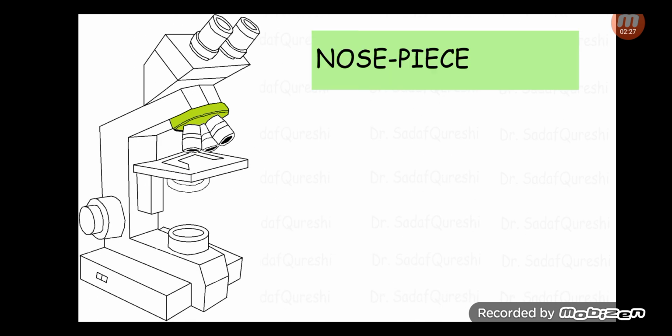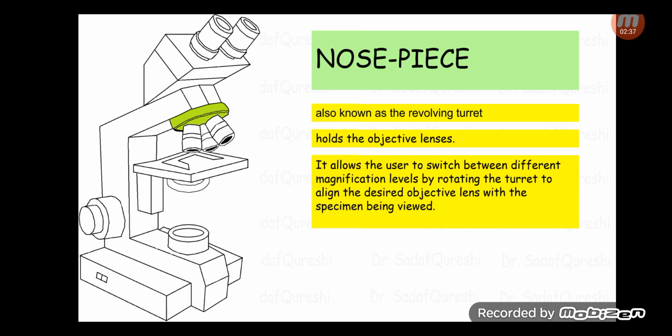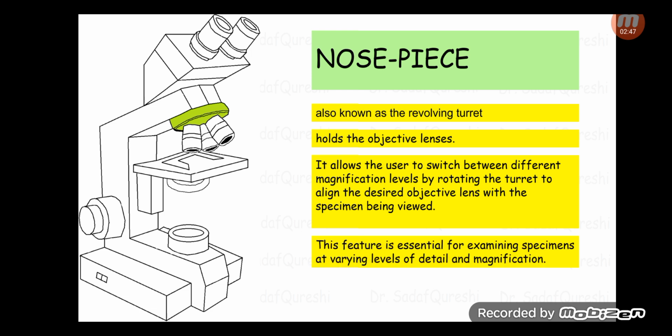The next mechanical part of the compound microscope is the nose piece, highlighted in the diagram in green color. It is also known as the revolving turret. It holds the objective lenses and allows the user to switch between different magnification levels by rotating the turret to align the desired objective lens with the specimen being viewed. This feature is essential for examining specimens at varying levels of detail and magnification.